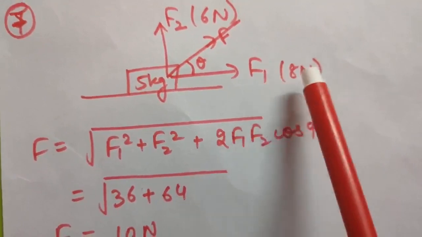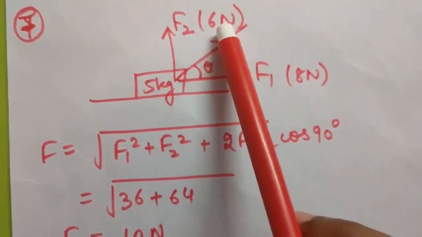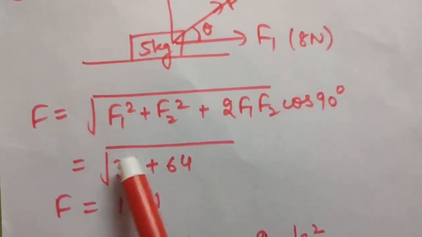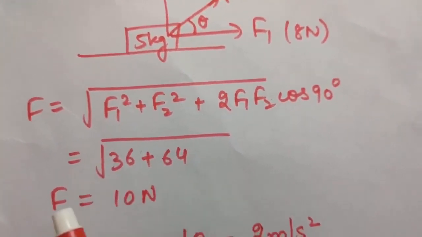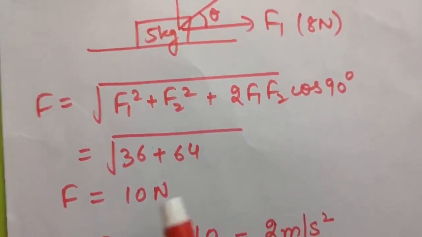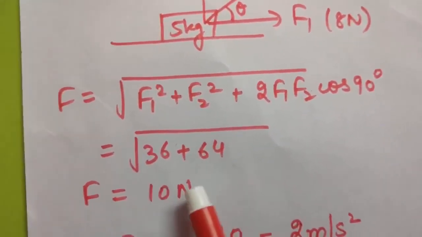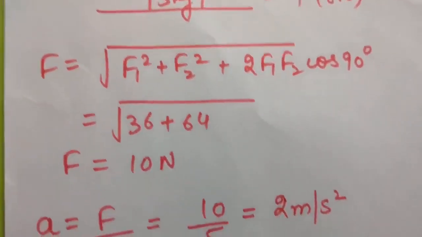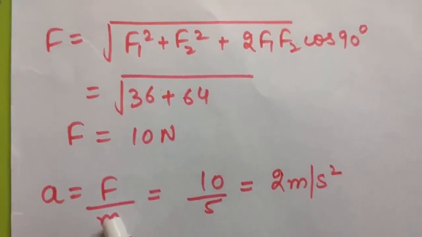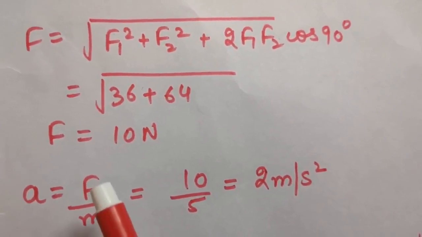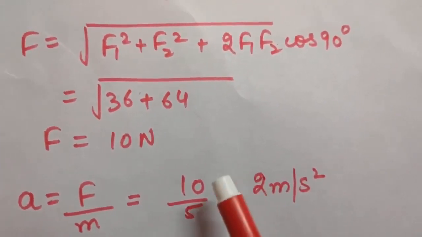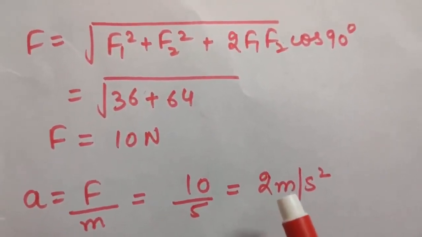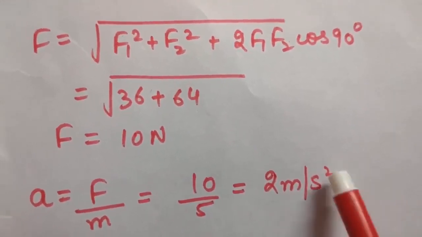See, F1 square will be 64 and F2 square will be 36. So 36 plus 64 will give you 100. So under root of 100 will give you 10 Newtons. That means net force acting on this block is 10 Newton. Now you know mass of the block to be 5 kilograms. So acceleration will be nothing but F by m, that is 10 by 5. So the answer will come to be 2 meter per second square.